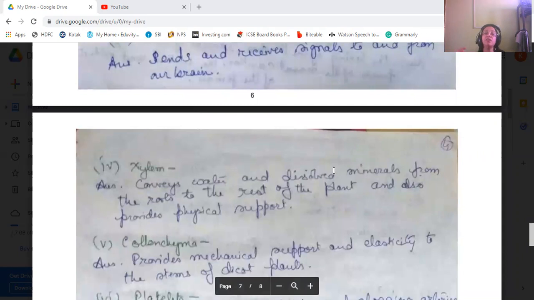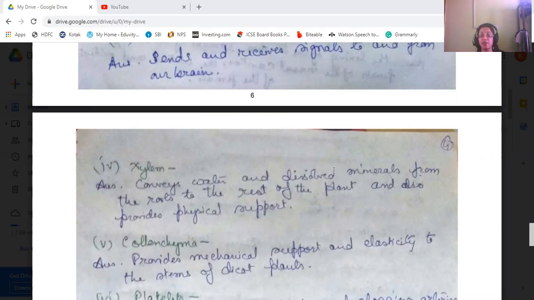Then xylem conveys water and dissolved materials from the roots to the rest of the plant parts, and also provides physical support to the plant. Then collenchyma provides mechanical support and elasticity to the stems of dicot plants.